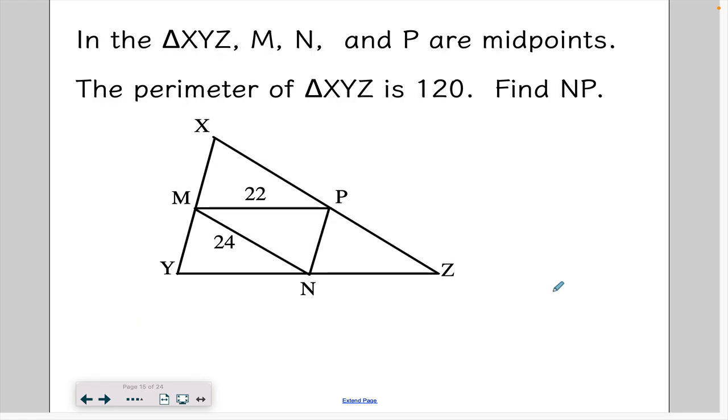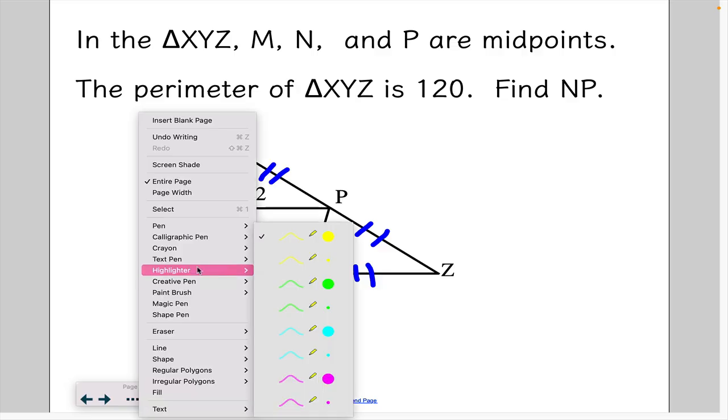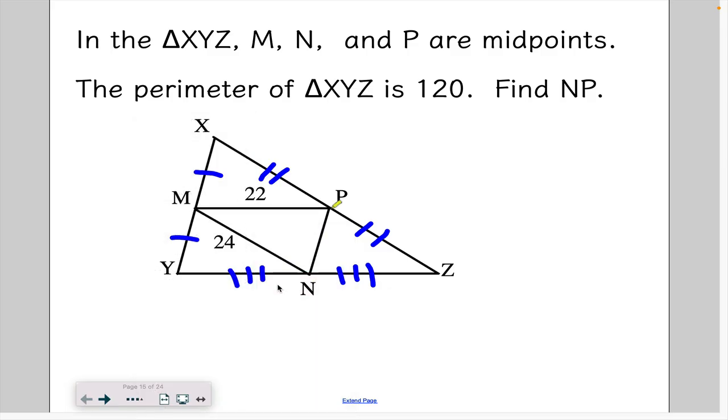Now this guy right here, I like this question. In triangle XYZ, that's the big one, M, N, and P are midpoints. It's not required that you mark these. I don't think it's a bad idea. If they tell you that they're mid-segments, okay. I think it's a good idea just to keep it straight. The perimeter of triangle XYZ is 120. Find NP. So it would probably be helpful to know that NP is parallel to who?